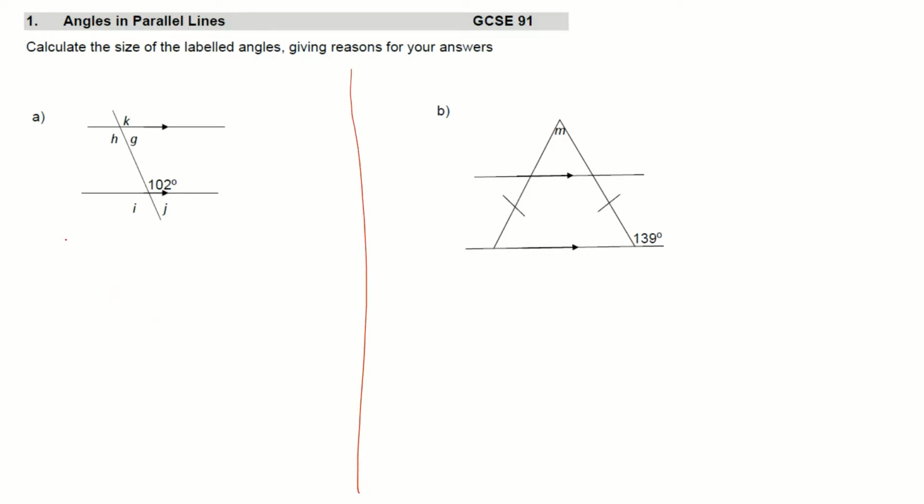Okay, welcome back. So question A, we're asked to work out the size of the labeled angles, giving reasons for our answers. Okay, well, here's the first picture. I notice that these two lines here are parallel. It's going to help me a lot. Now, I think the easiest one to do here is angle I. Angle I is obviously 102 degrees because opposite angles are equal.